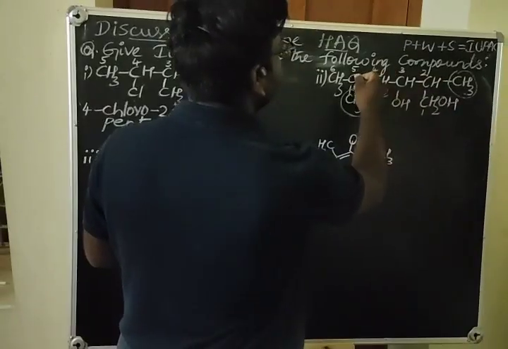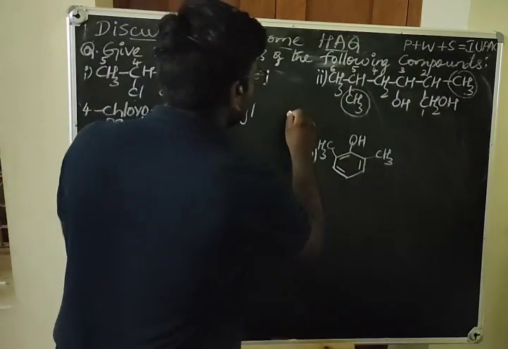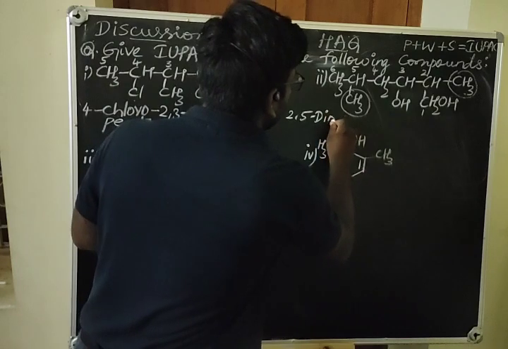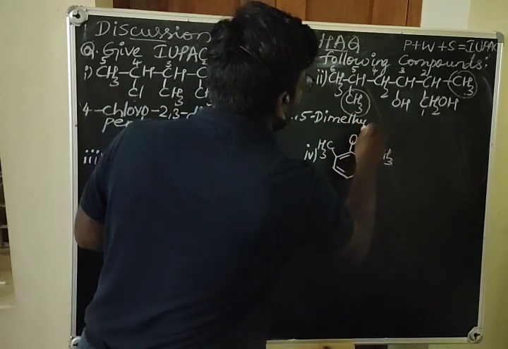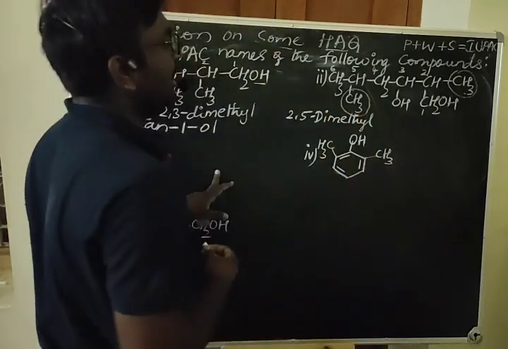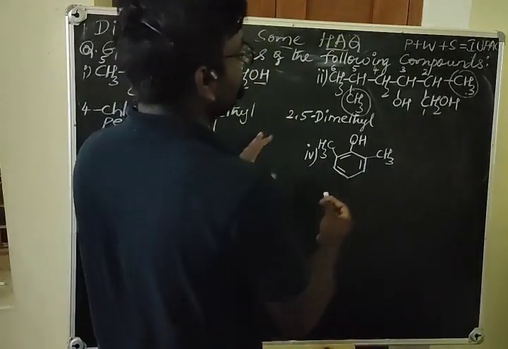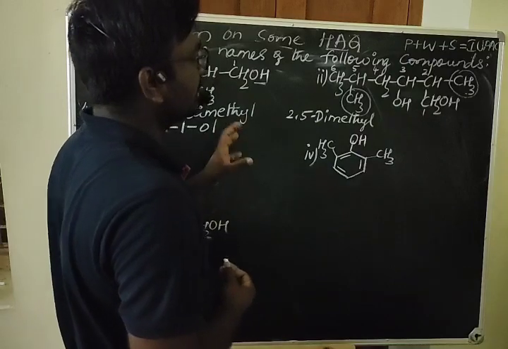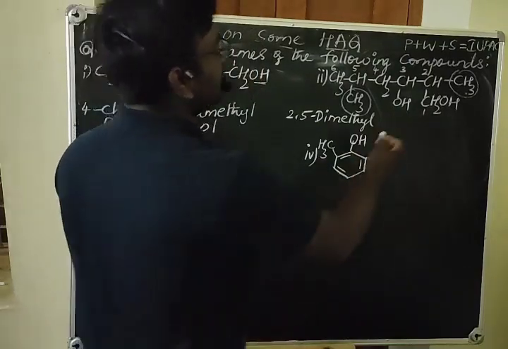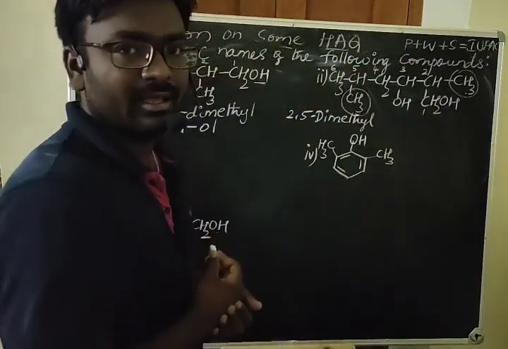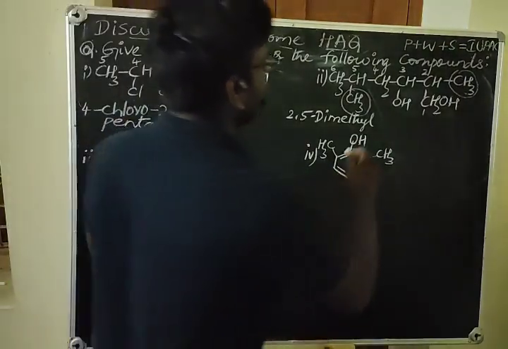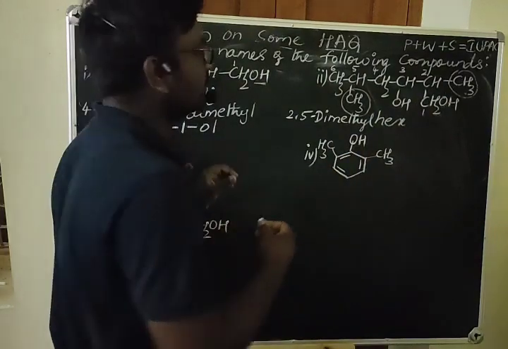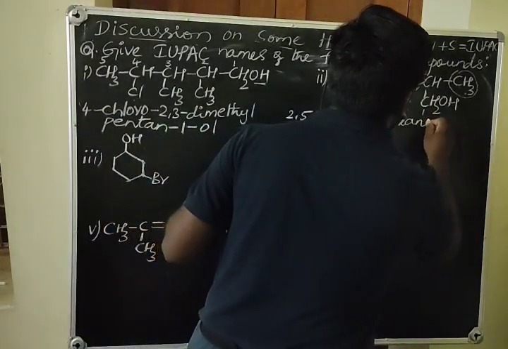The 2 and 5. So let's write 2,5-dimethyl. And what is the word root here? The prefix is over; the prefix is given for the substituent groups. The word root contains 6 carbon atoms, hence it is hexa. Here all are saturated carbons, so you can write hexane.